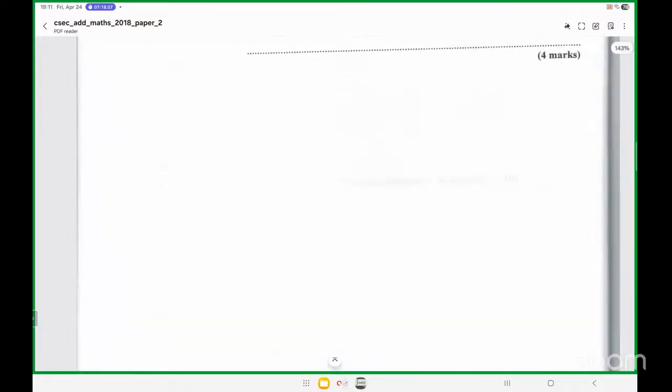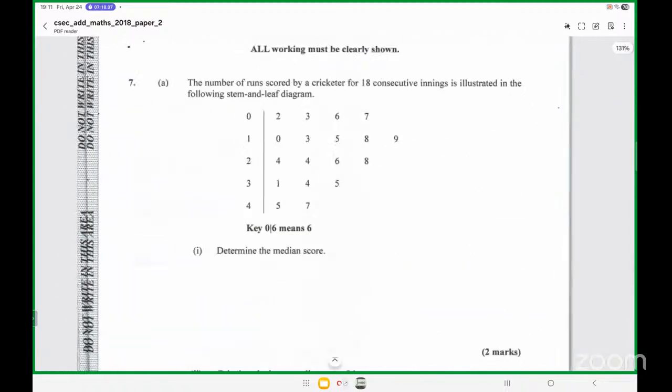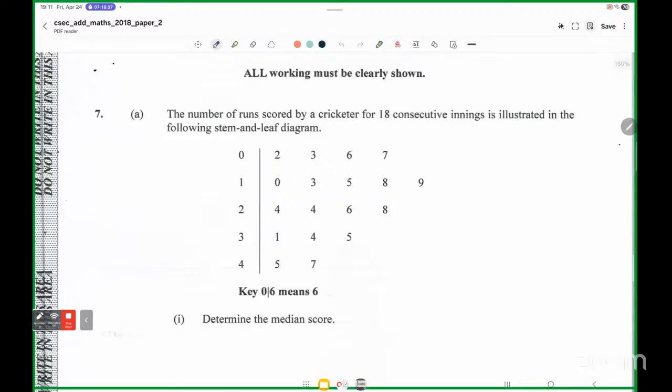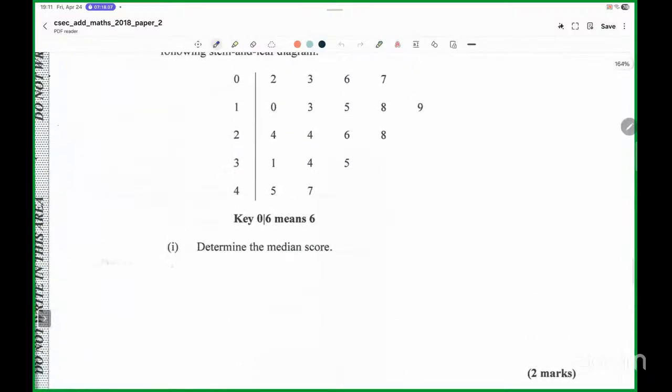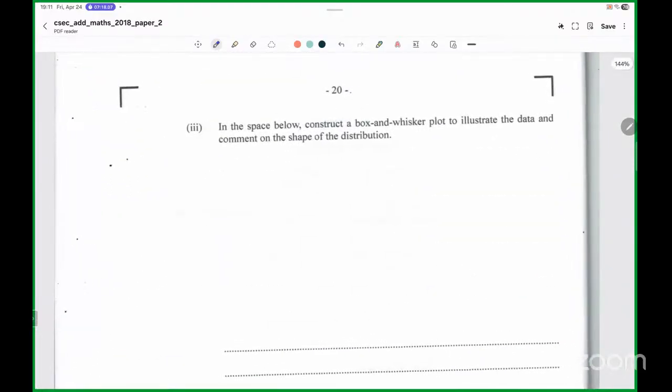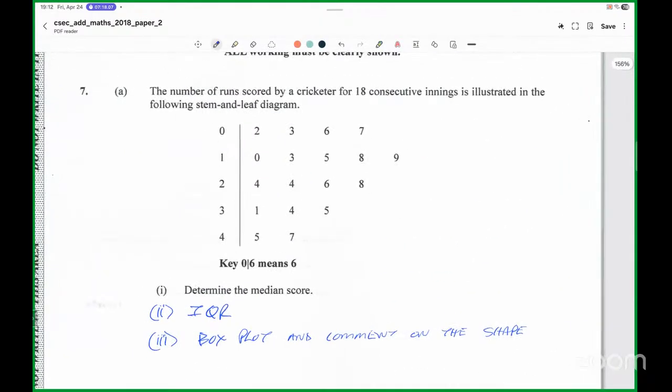All right, so for all of this, make a note up here. For this data, you're doing the median, part two you're doing the interquartile range, part three you're doing the box plot, and comment on the shape. Do this for me.